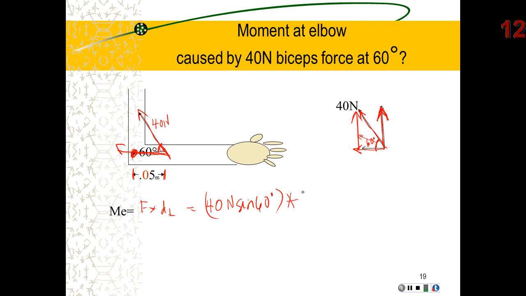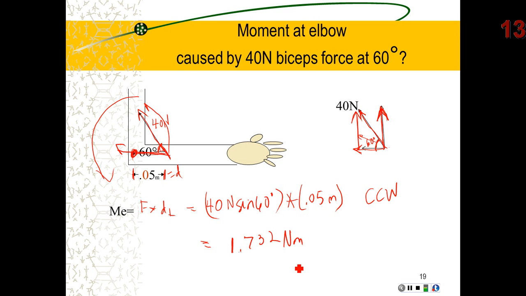Our distance is 0.05 meters, and if we're pulling up, we can see that it is creating a counterclockwise moment, which would be positive. So plug that into your calculator: 40 times sine of 60 times 0.05 meters, and we will have 1.732, or 1.7 Newton meter counterclockwise, or positive, moment. Okay, so this will be your answer.